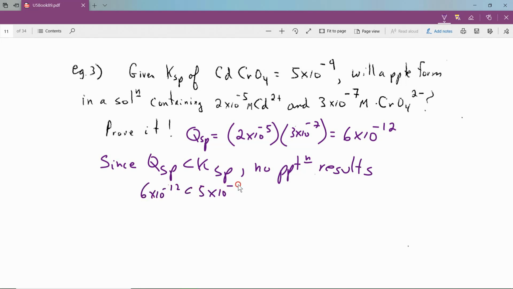Now, some students get mixed up on this. They say, oh, 6 is more than 5, so QSP is more than KSP. Don't do that. 6 by 10 to minus 12 is a real small number. It's a lot smaller than 5 by 10 to minus 9.